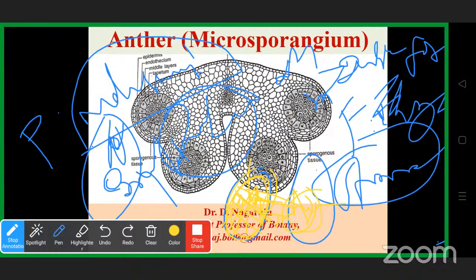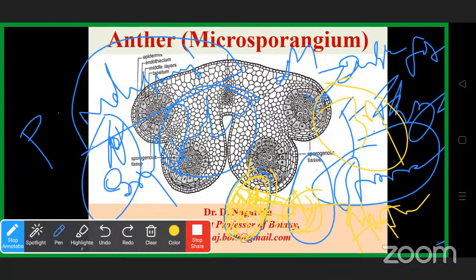That's why gymnosperm endosperm is haploid, whereas the angiosperm endosperm is triploid. That you should remember. In any competitive exam, they may ask the question: why is the angiosperm endosperm triploid?